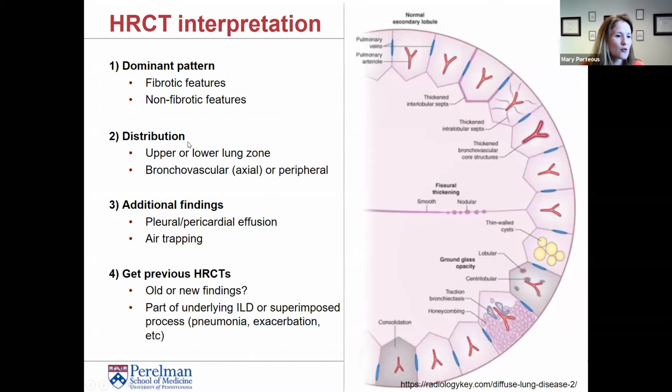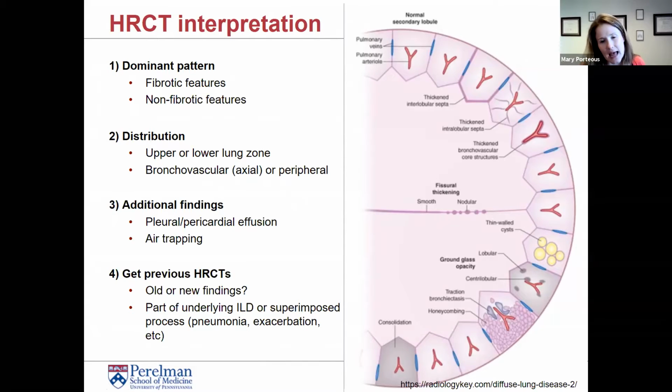The next thing we look for is the distribution. Is it upper or lower lung zone predominant? Is the pattern of involvement axial, along that bronchovascular bed, or is it more peripheral? Are there any additional findings on the CAT scan that may make an underlying cause more visible? Do they have a pleural or pericardial effusion, like patients with connective tissue disease? Do they have air trapping? Do they have a dilated esophagus?